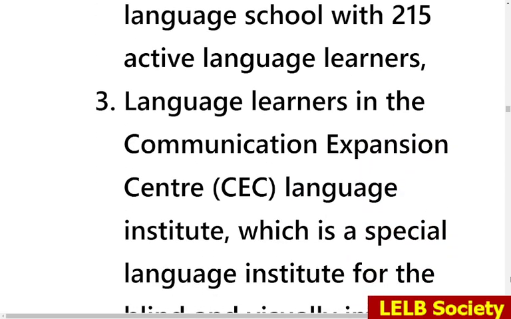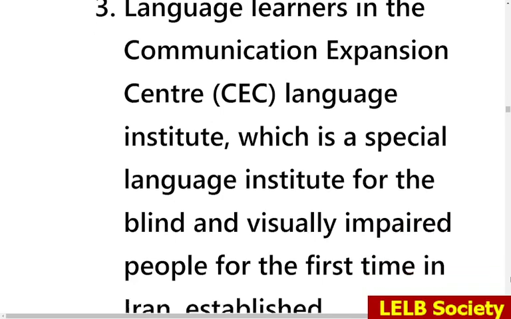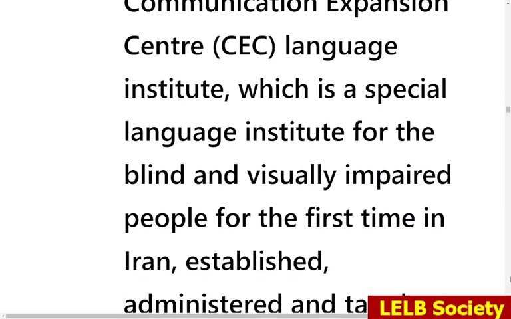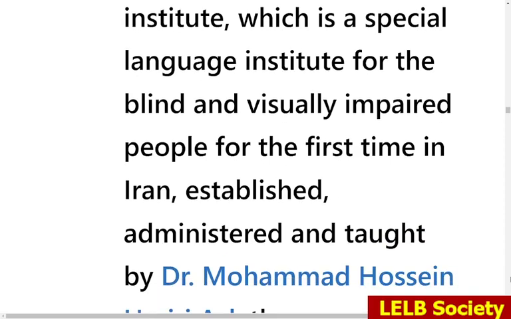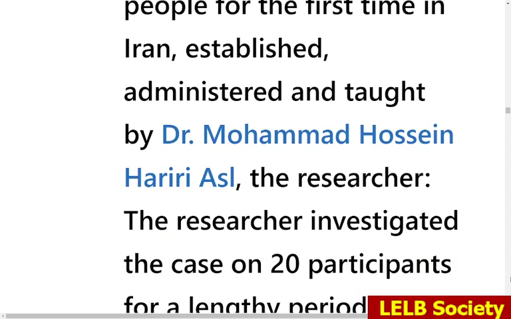And 3. Language learners in the Communication Expansion Center, or CEC, Language Institute, which was actually a special language institute for the blind and visually impaired people for the first time in Iran, established and administered and taught by Dr. Mohammad Hossein Hariri Asl, that is me, and the researcher.